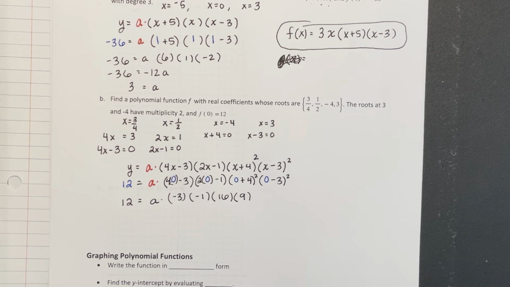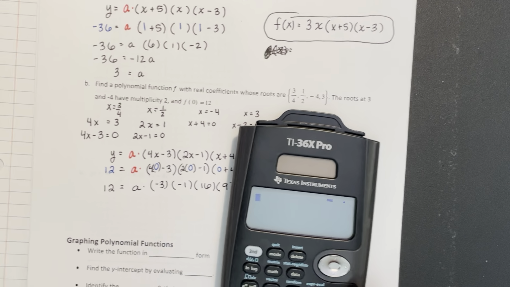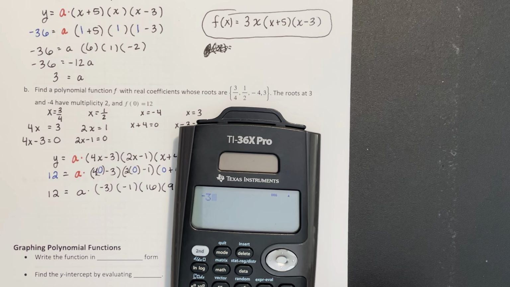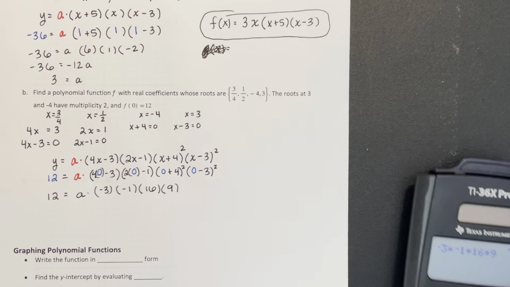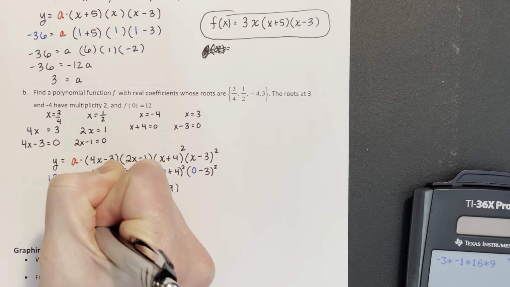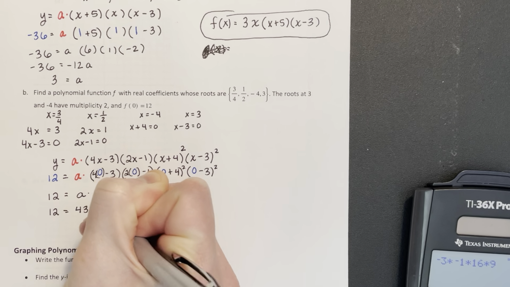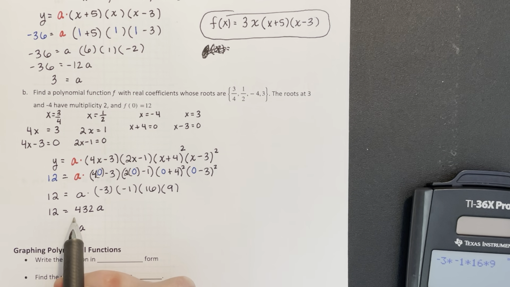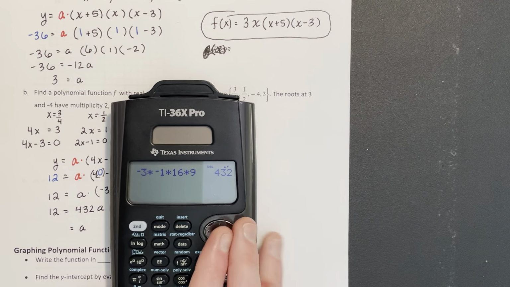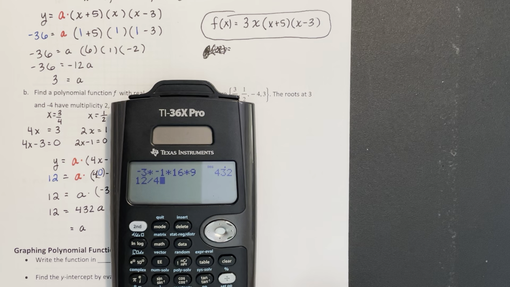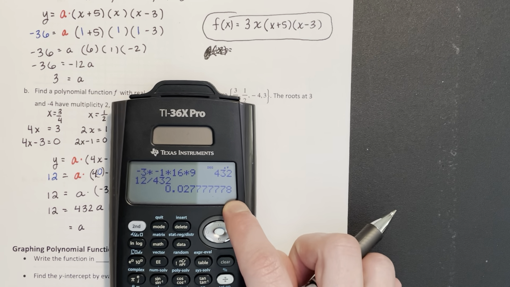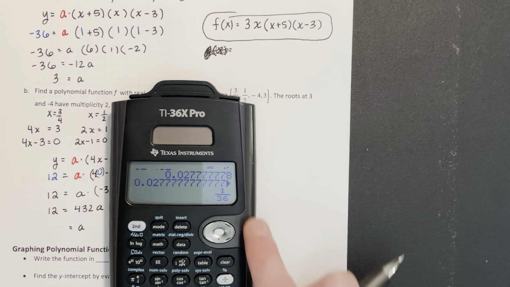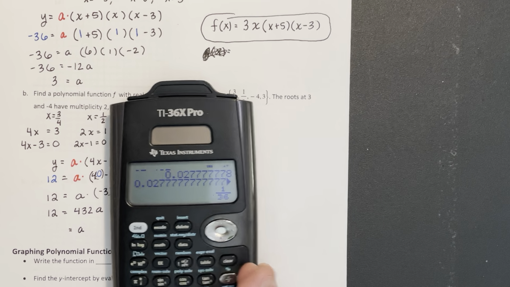And if we need to use a calculator, that's fine too. So we have negative 3 times negative 1 times 16 times 9. So 432a. So a is whatever 12 divided by 432 is. Now we do want to simplify that. So 12 divided by 432 gives me this decimal. If I make that back into a fraction, I get 1 over 36.